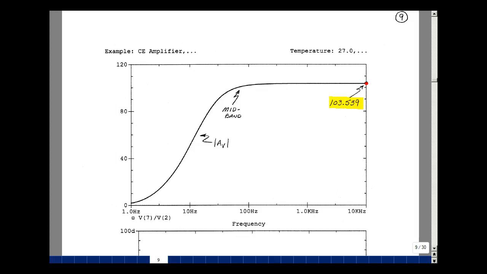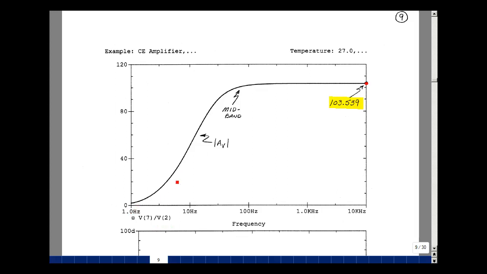For my first graph, I plotted the output over the input. The output, if you look at the previous page, is node 7, and my input, to the right of the 500 ohm resistor, is node voltage 2. When you take the ratio of these two, you're asking for the magnitude of the phasor. You could also do this in dB. I did it in regular units just to show you how the gain rolls off towards 0.